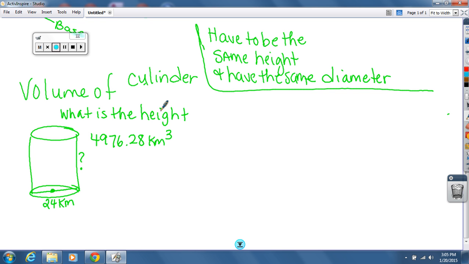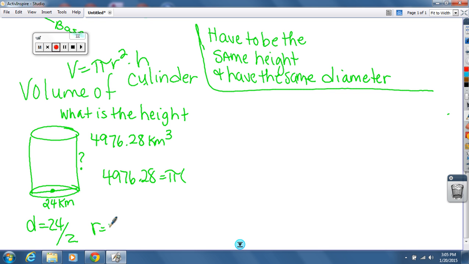Alright, so volume of a cylinder is pi r squared times height. I know my volume, so 4976.28 is equal to pi times my radius. Whoop, now I've got a diameter. My diameter is equal to 24, but I have to halve it to get my radius, which is 12. So 12 squared times h. Well, I know 12 squared is 144. So 144 pi times h is equal to 4976.28, and you have to divide by 144 pi.